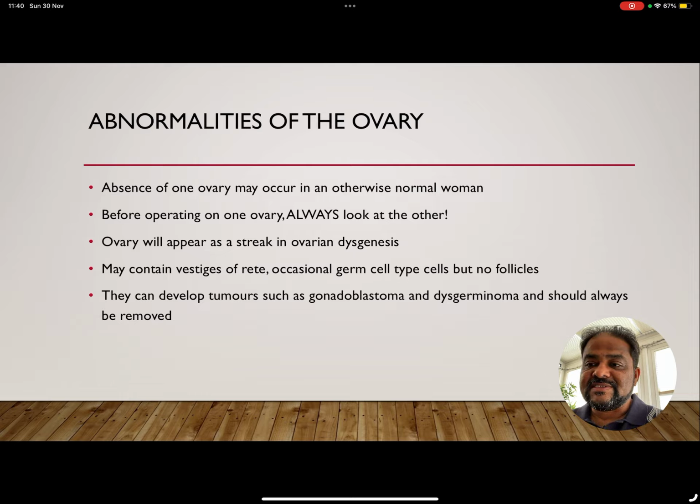Ovary will appear as a streak in ovarian dysgenesis, and it may contain vestiges of rete, occasional germ cell type cells, but there are no follicles. And these remaining vestiges can develop tumors such as gonadoblastoma and dysgerminoma, and that's why they should always be removed.